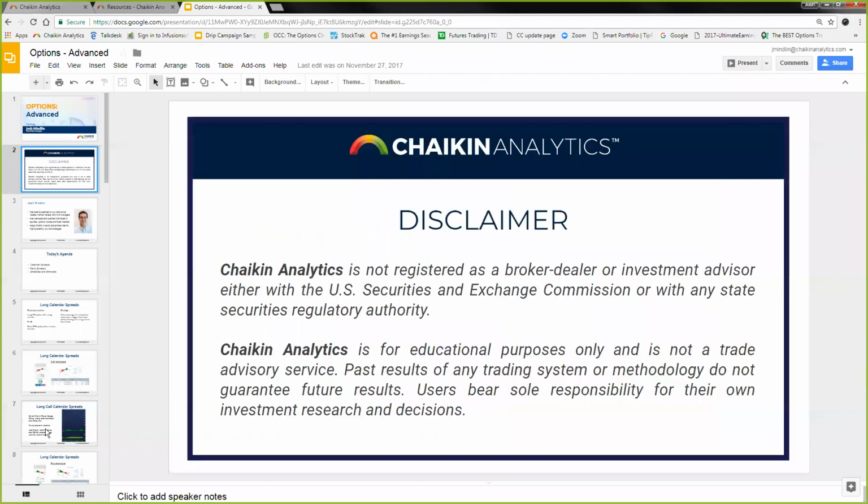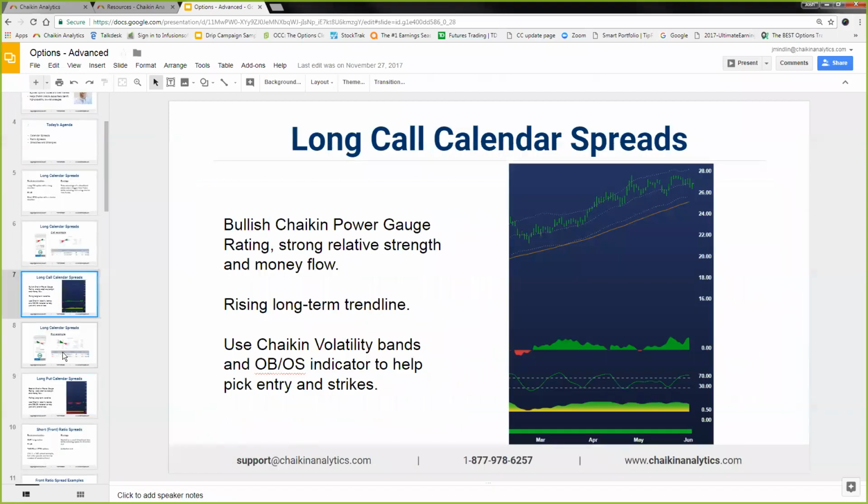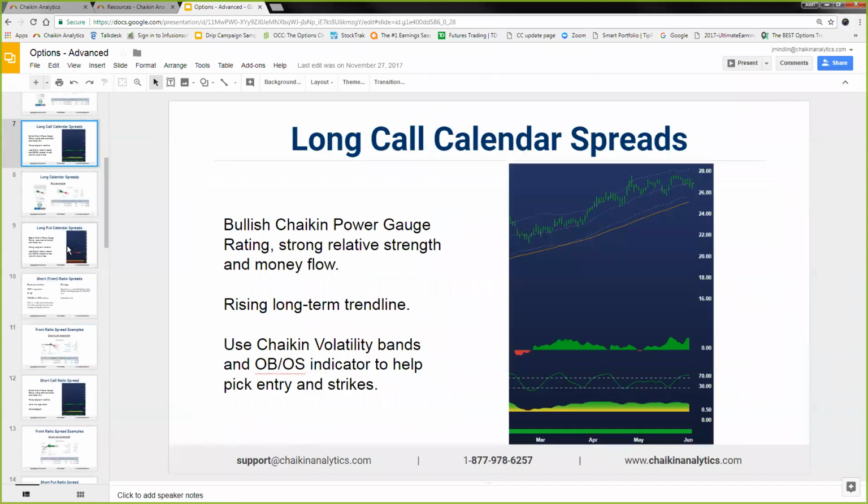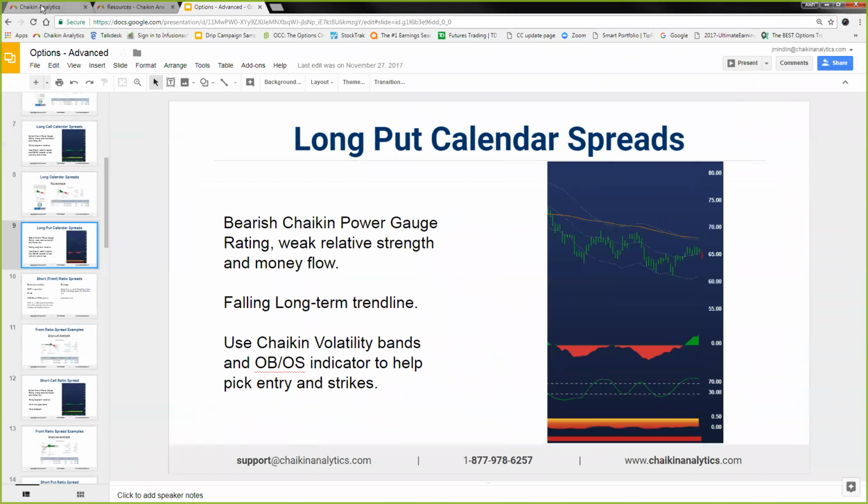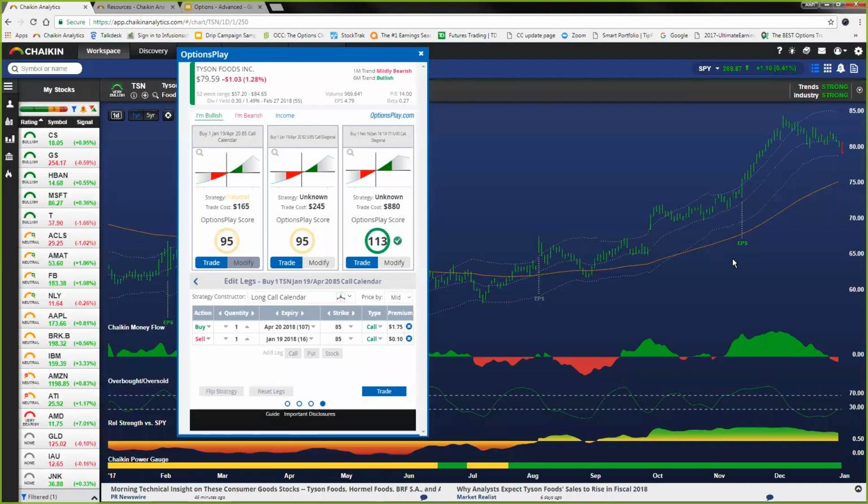Oops. All right. So those are long calendar spreads. You can also do long put spreads on the put side. Most people I know don't do the long put spreads. They don't pick out stocks that they think are going to be bearish for the next year. Generally speaking, they pick out stocks that they think are going to be bullish. Markets tend to go up more than they tend to go down.